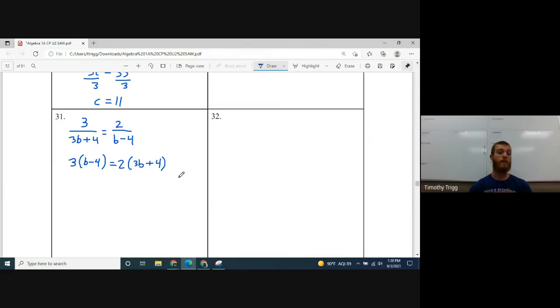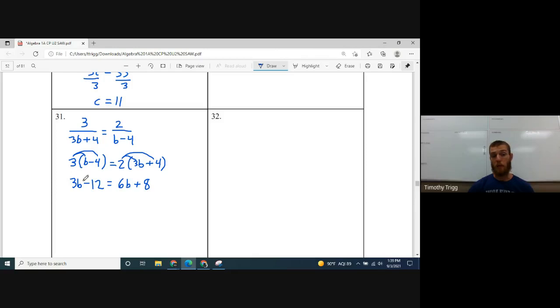Okay, again, I want to emphasize you should be writing down everything I write. It'll definitely make it make more sense in your head if you just copy everything I write. Let's distribute the 3 over here. So it's going to give me 3b minus 12. Again, the 3 multiplies with both of these terms. Distribute the 2 on the right side. So that's going to give me 2 times 3b. Well, that's 6b plus 2 times 4. That's 8.